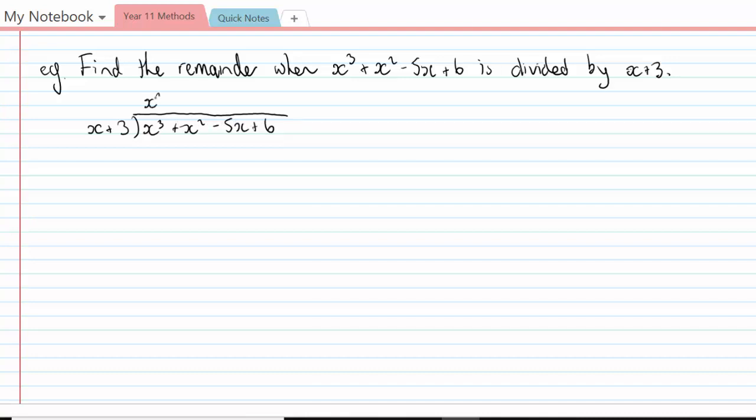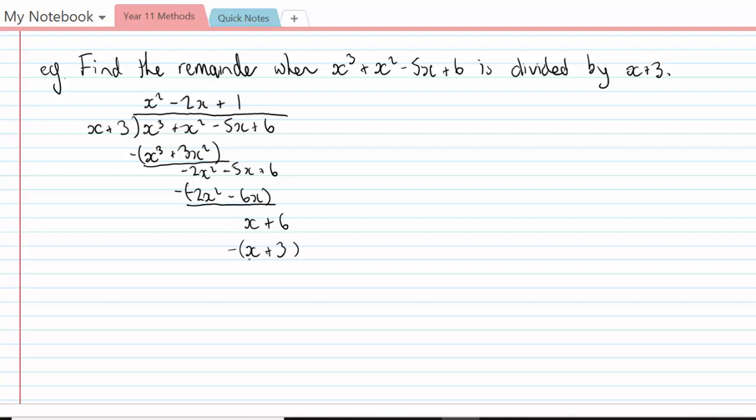So that's going to give us x squared there, which gives us x cubed plus 3x squared. We take that away, leaving us with negative 2x squared minus 5x plus 6, which then gives us minus 2x there. So we get negative 2x squared minus 6x, we take that away, and that gives us x plus 6, which then we get just 1 there, so that gives us x plus 3, and we take that away, leaving us with 3. So this is the remainder here.